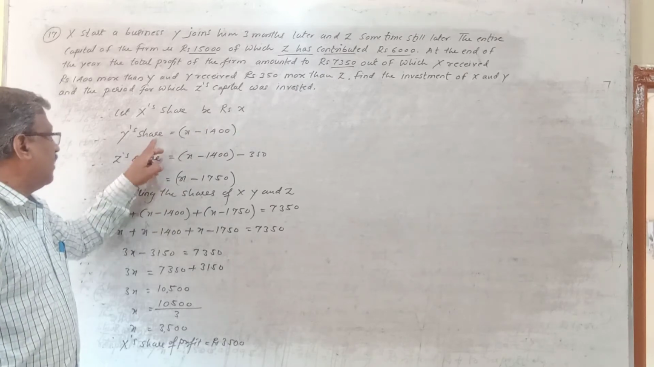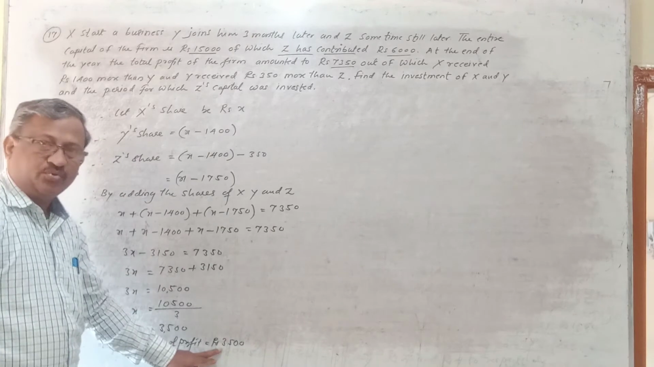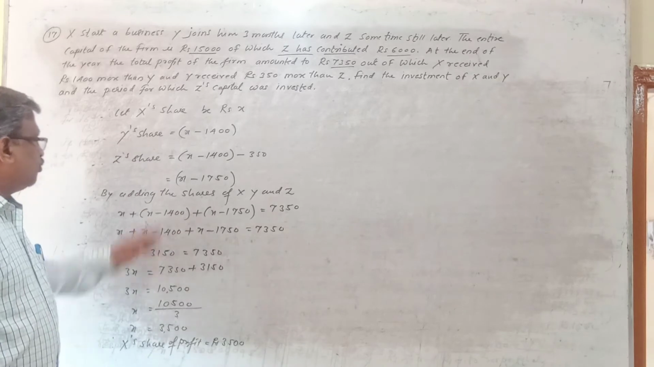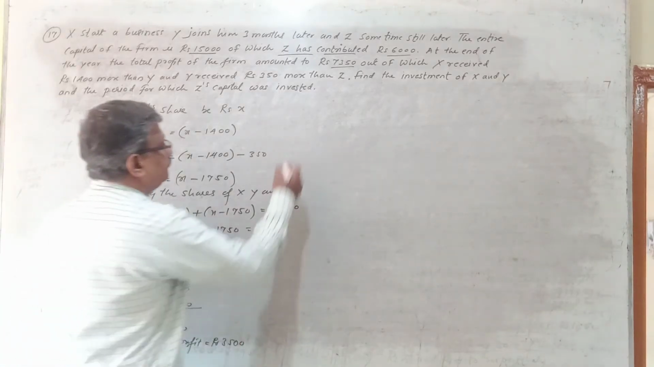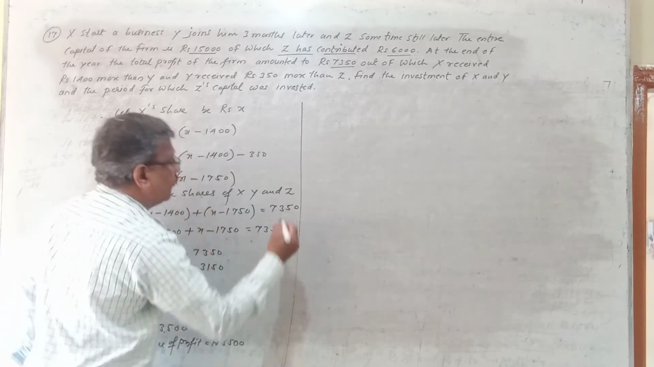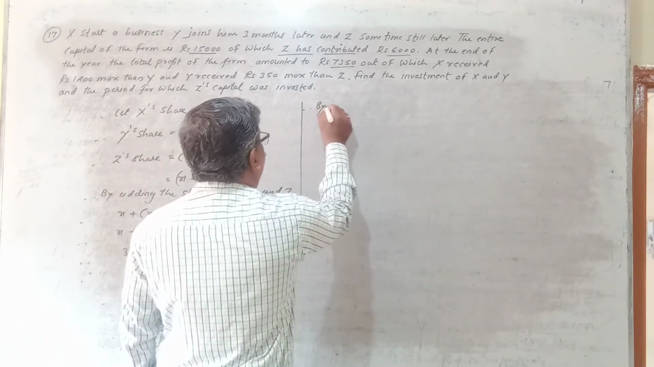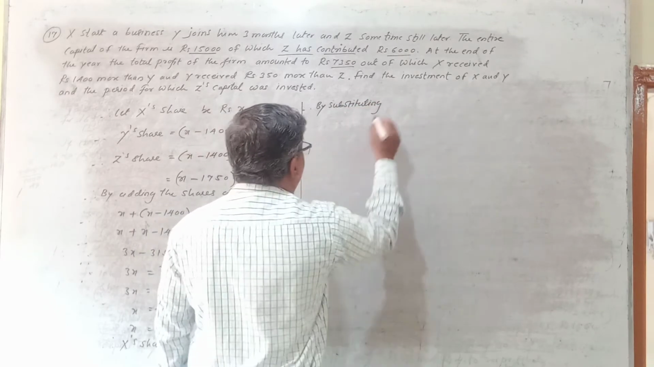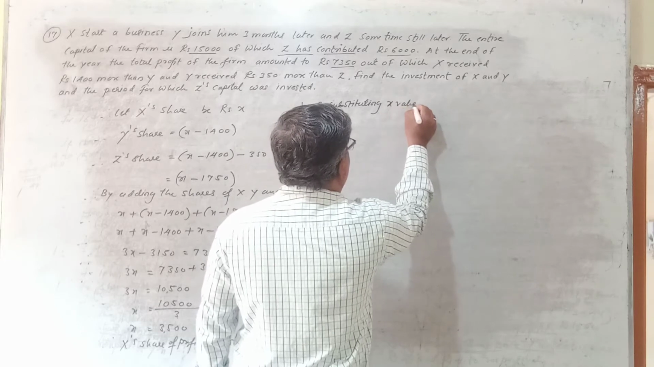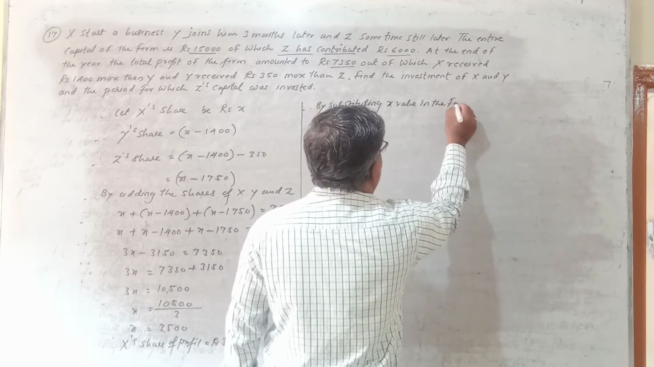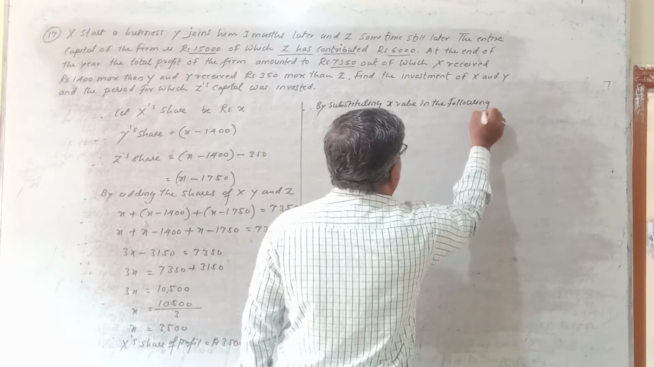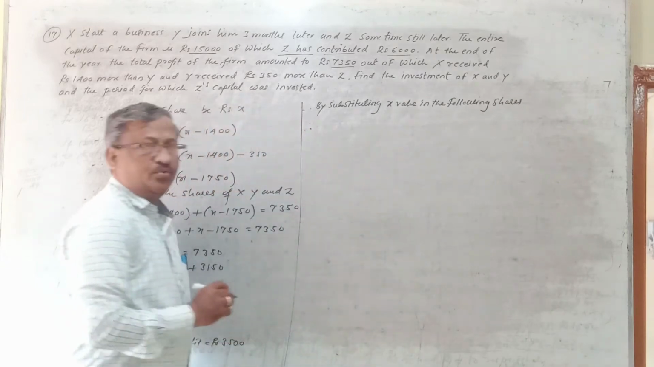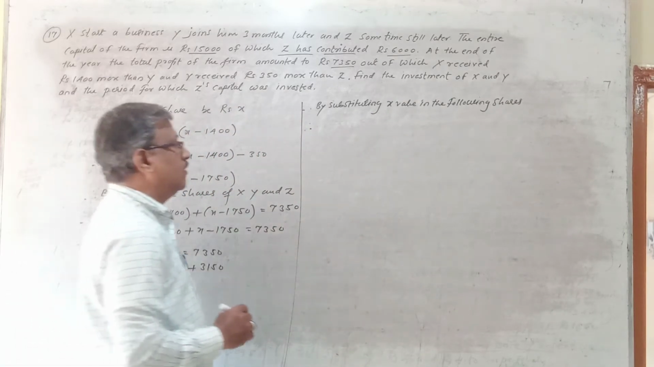So to calculate y and z's share, what do you do? Substitute this x value in this one, so we get the share of y and z. Right? So let's calculate the share of profit of y and z. Here you write, therefore by substituting x value in the following shares, one by one substitute and calculate the share of y and z.